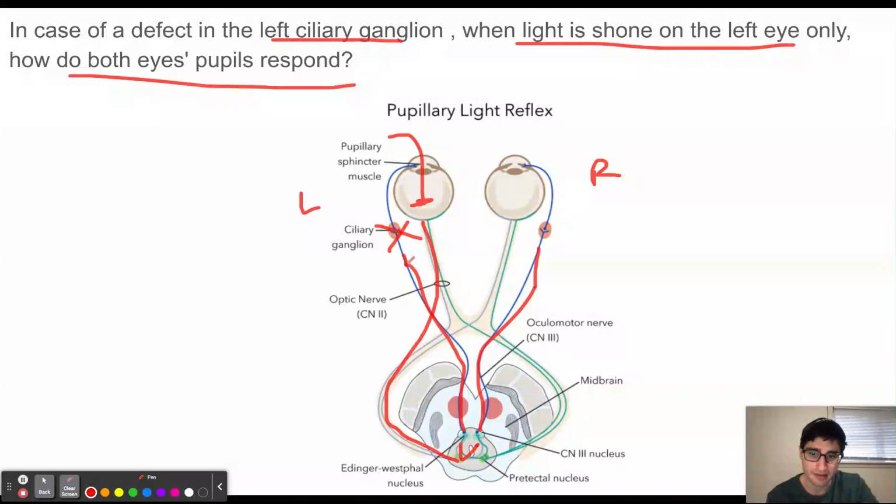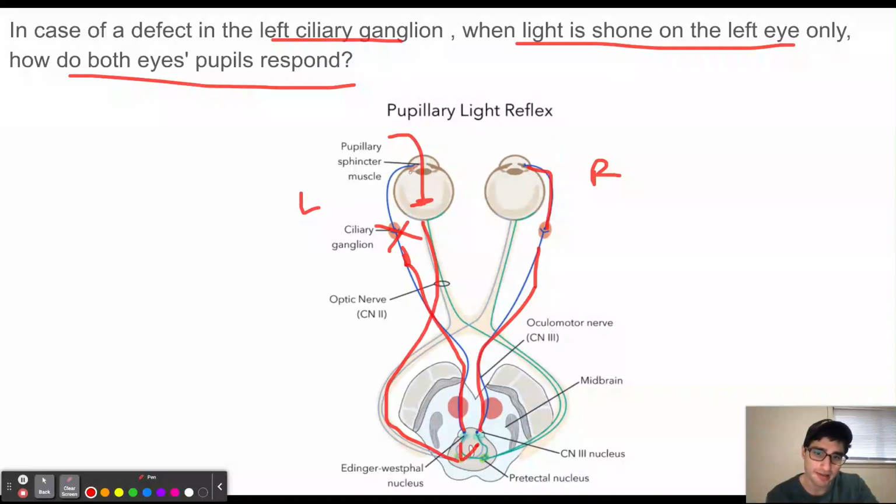Now remember that the left ciliary ganglion has a defect on the left eye, so we will not be able to constrict the left eye. But because the right ciliary ganglion is still functional on the right eye, we will still be able to constrict the right pupillary sphincter muscle, resulting in constriction of the right eye's pupil.